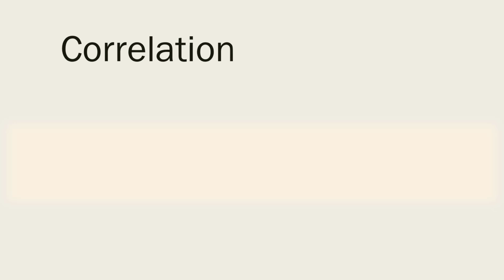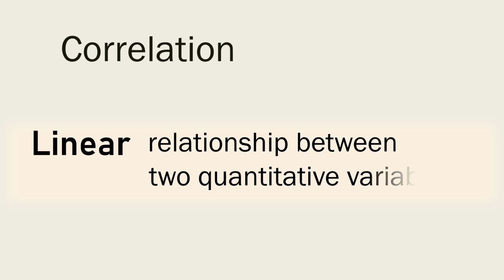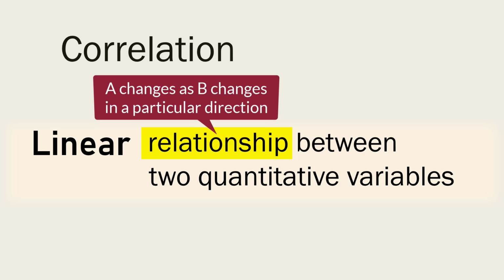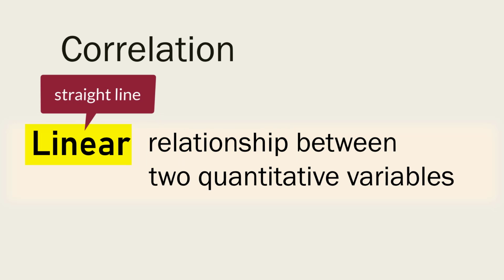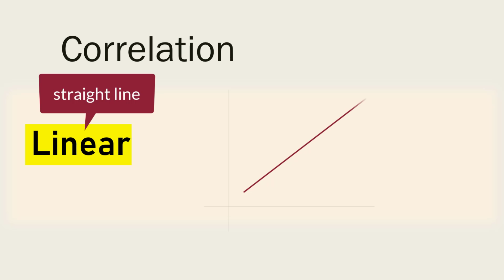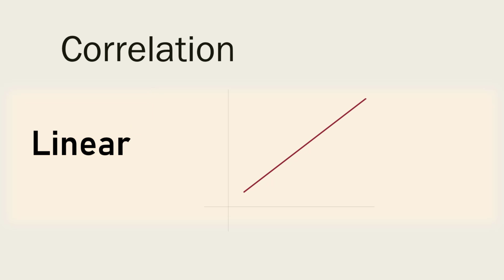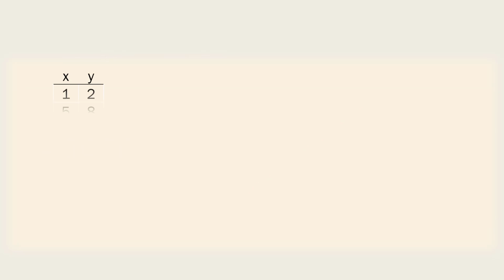In statistics, correlation is used to describe the linear relationship between two quantitative variables. By relationship, we mean that the values of one variable change as the values of the other variable change. By linear, we mean that the relationship can be described by a straight line. Suppose we call the two quantitative variables x and y with this hypothetical data.